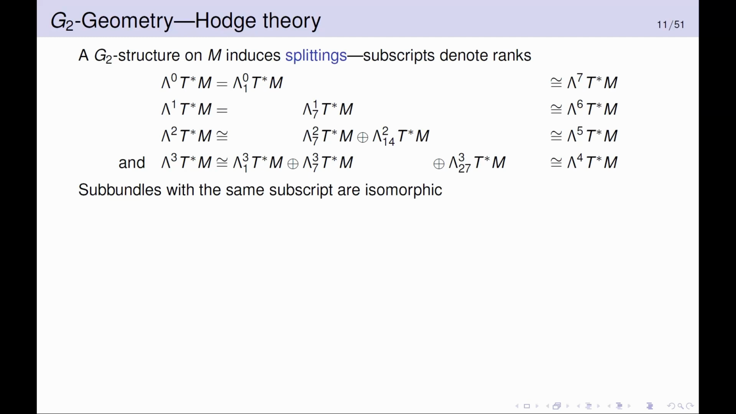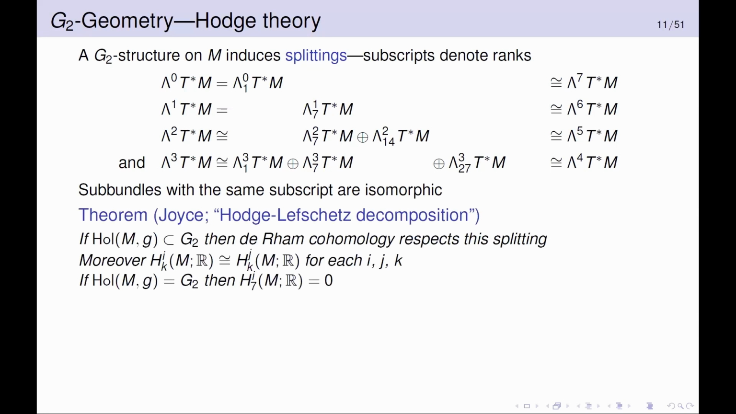There is a similar splitting of lambda 3. Again, now there is a one-dimensional component, that's where the form phi itself lives. There is another component isomorphic to the tangent bundle, you get it from the 4-form, and some spurious remainder. And then, because you have the Hodge star operator, the same happens in lambda 4, lambda 5, lambda 6, lambda 7. And I already said the subscript is the rank of the bundle, and if the rank is the same, then in the G2 case, these bundles are isomorphic.